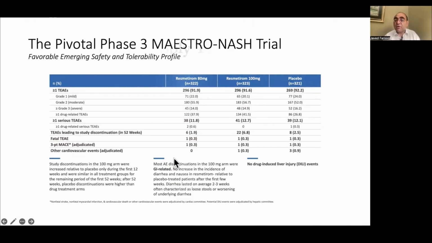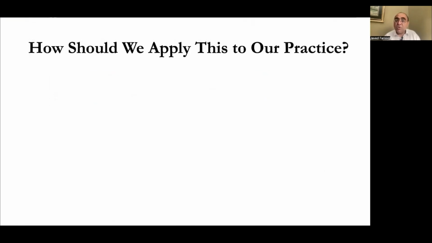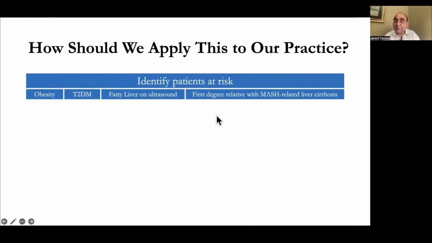So once again, how should we apply the results of this trial to our patients in everyday clinical practice? First is to identify patients at risk. And who are those patients? Those who are obese, who have type 2 diabetes, who have fatty liver disease on ultrasound, or who have a first-degree relative with MASH-related liver cirrhosis. Not necessarily should the patient have all these four factors. If the patient has any risk factor, either obesity, or type 2 diabetes, or fatty liver disease, or a first-degree relative, then this is a patient at high risk.